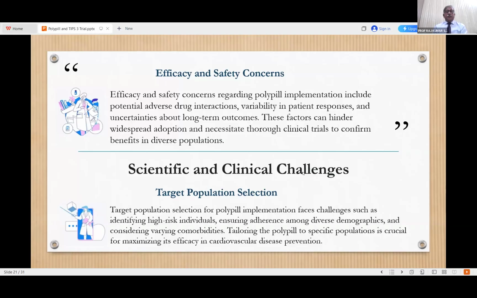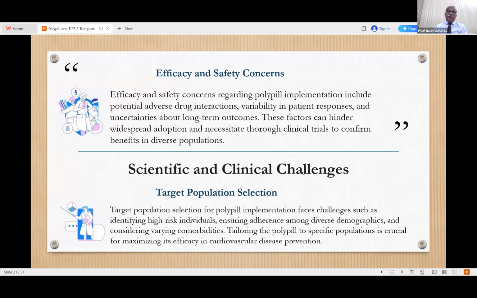And target population selection for polypill implementation faces challenges such as identifying high-risk individuals, ensuring adherence among diverse demographics, and considering varying comorbidities. Tailoring the polypill to a specific population is crucial for maximizing its efficacy in cardiovascular disease prevention.